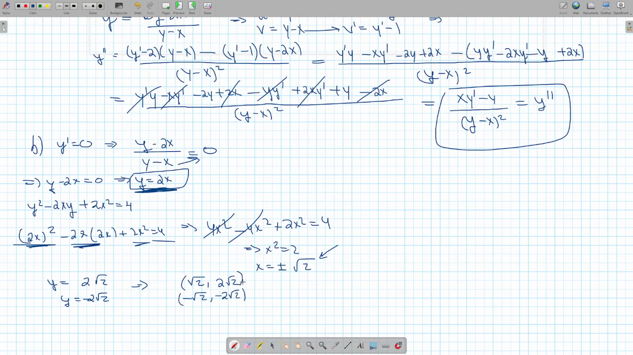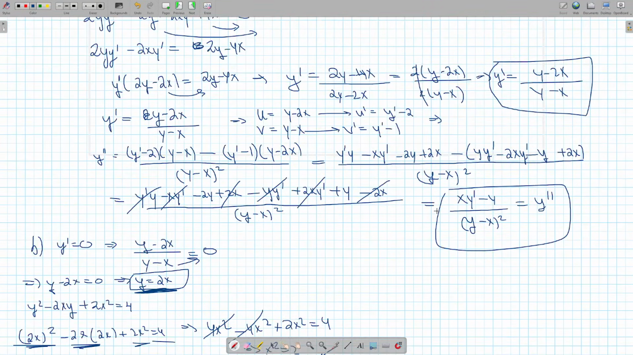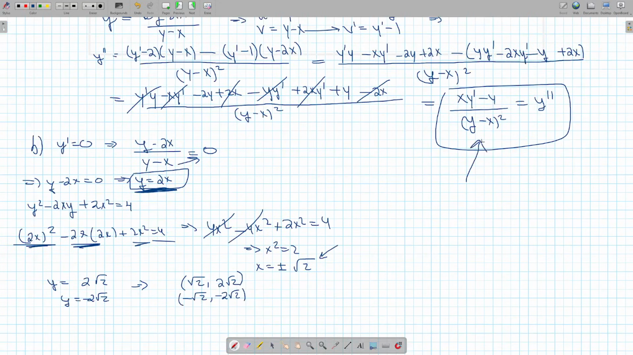Now we need to choose which one is the minimum and which one is the maximum. How do we choose that? We found an expression for y double prime. So we can simply substitute these points and see if y double prime is positive, meaning a happy face, it's a minimum. If y double prime is negative, a sad face, it's a maximum. So let's check that.